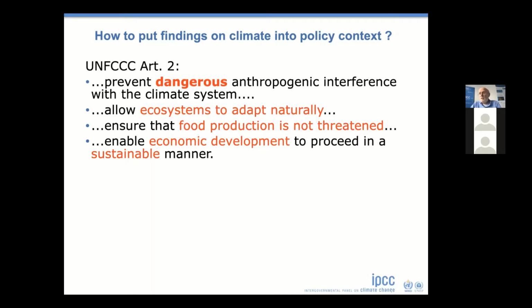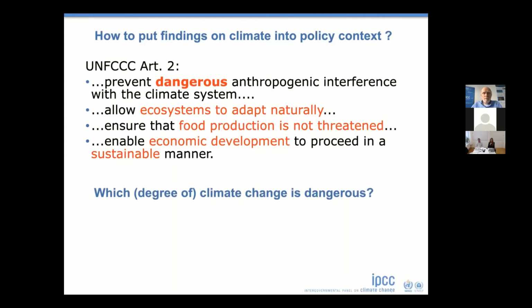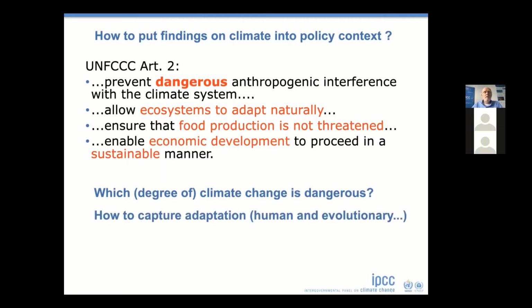We are on the verge of actually threatening food production, and enable economic development to proceed in a sustainable manner. And we are certainly in a situation, and the 1.5 report has witnessed that, where economic development is harmed by climate change. So a continuous question for different systems, depending on the region, the country, the continent where we are, certainly we still need to ask which degree of climate change is dangerous.